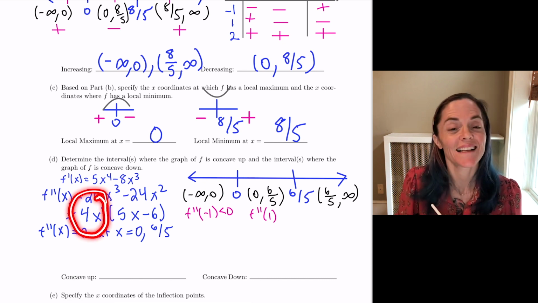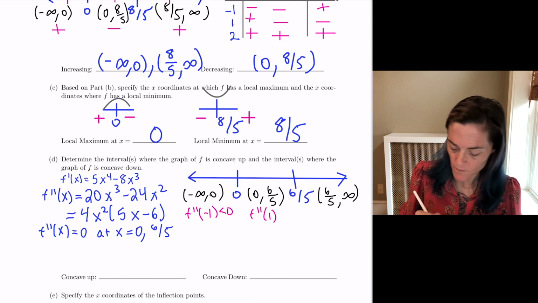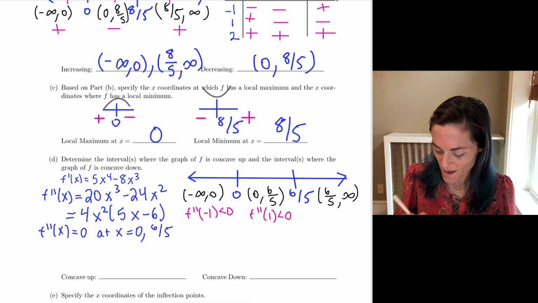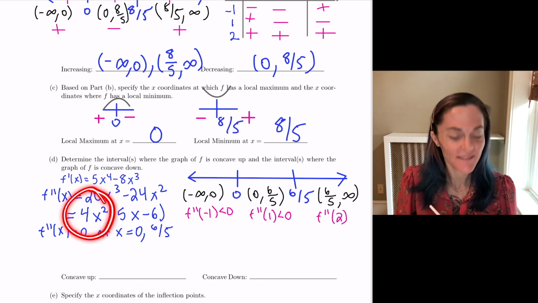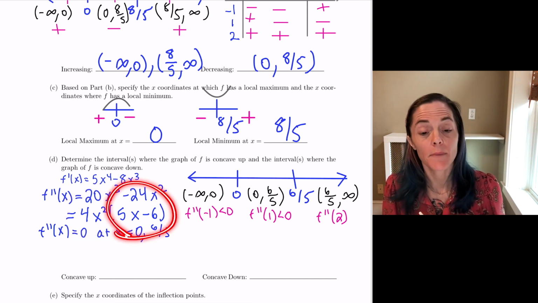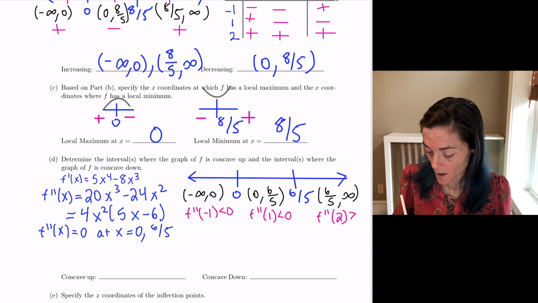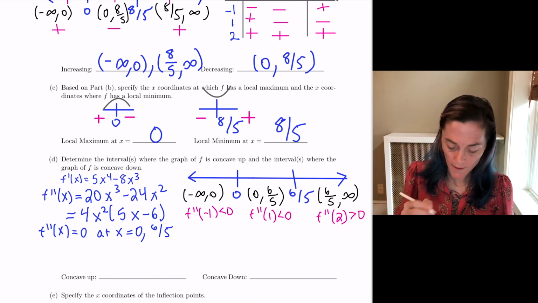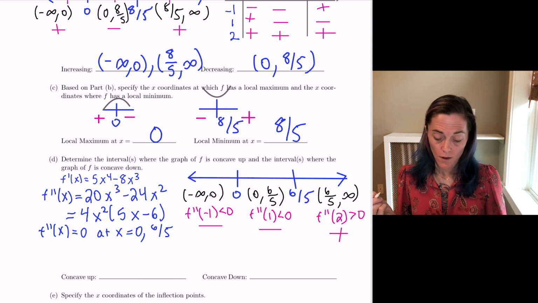Okay, this part is positive, while 5 minus 6 is negative. So the second derivative at 1 is negative. And let's test at 2. This part, always positive, but here at 2 would be 10 minus 6, which is positive. So the second derivative at 2 is positive. Okay, so underneath goes minus, minus, plus.